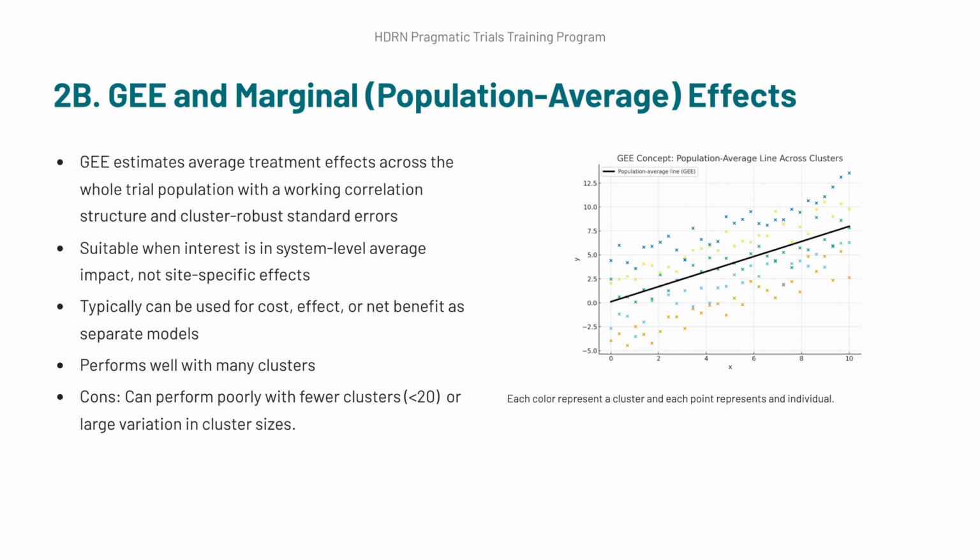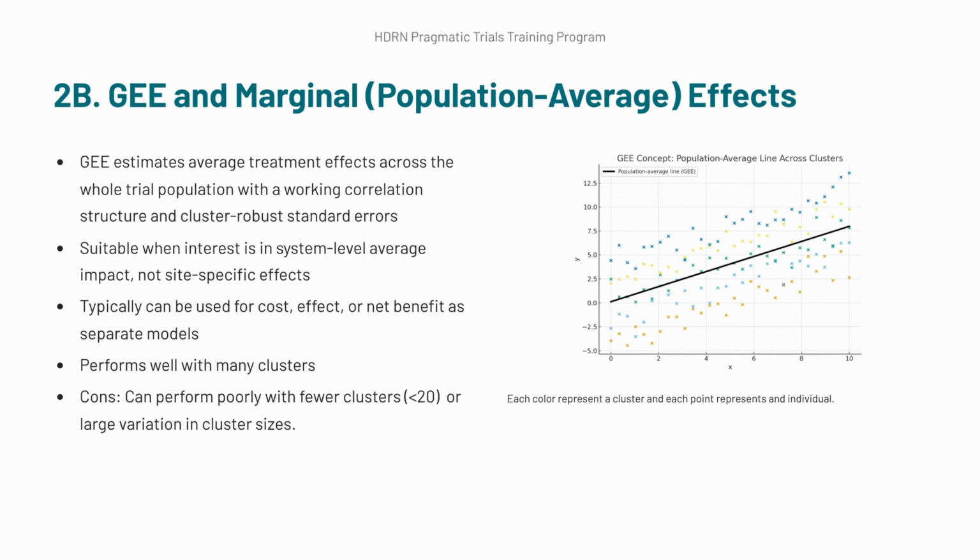Each cluster, represented as its own color, still has its own pattern. However, generalized estimating equations fit one single line through all the data points. That black line represents the population average effect, which is what generalized estimating equations are designed to estimate. This method uses a working correlation structure and robust standard errors to adjust for clustering, but with fewer than about 20 clusters, those robust standard errors can become unstable.